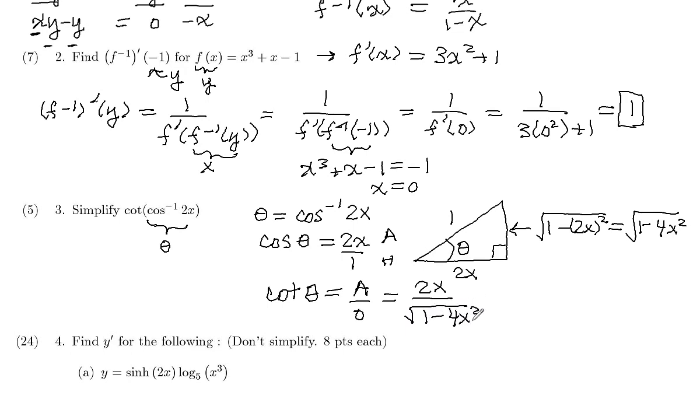And of course there are going to be domain restrictions for which this makes sense, because root 1 minus 4x squared is not always positive, but that's okay. We've simplified the expression. We're not requiring the domain restrictions to be stated here.